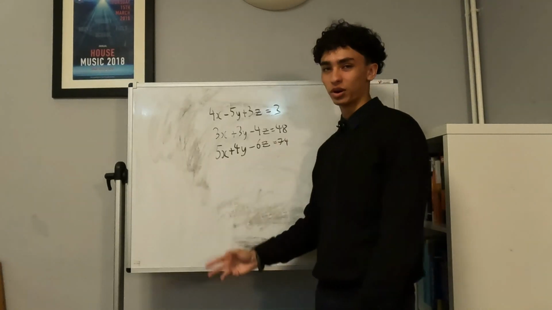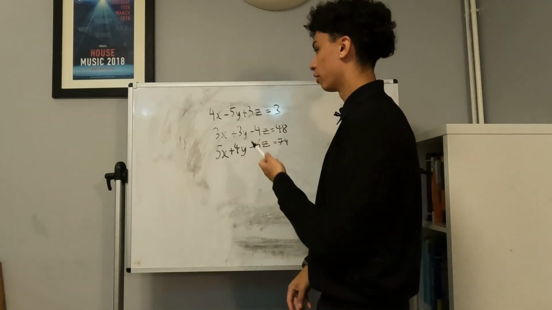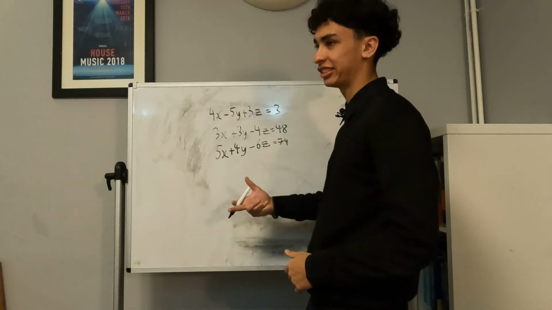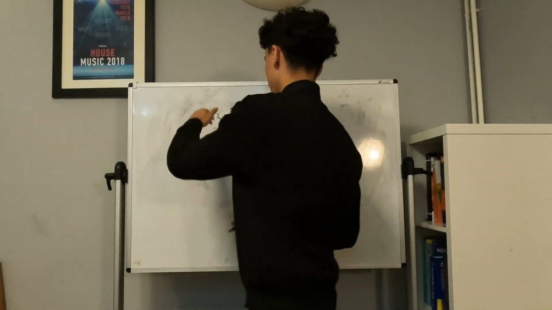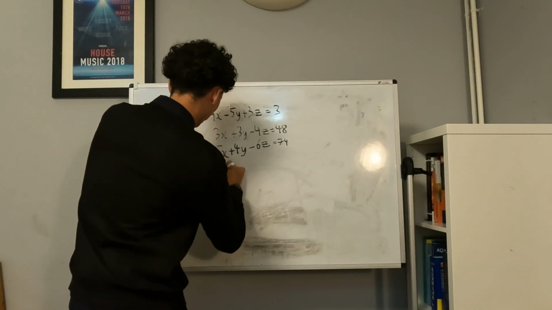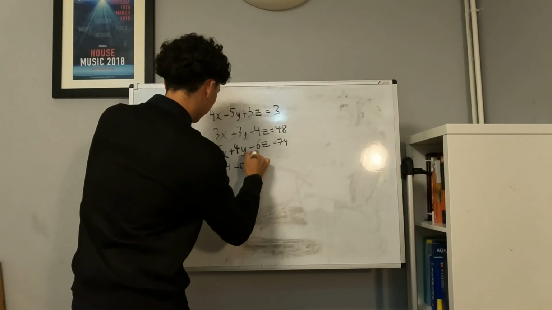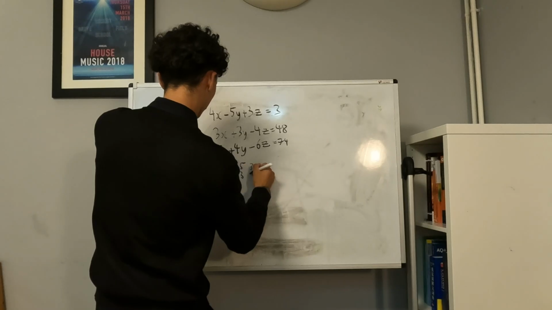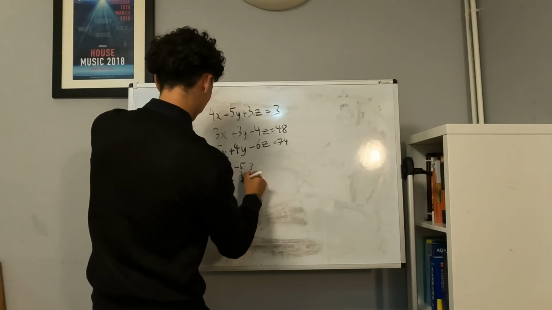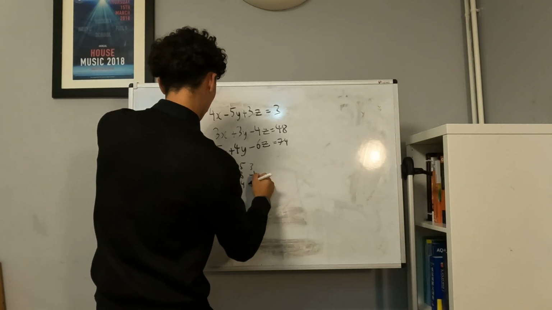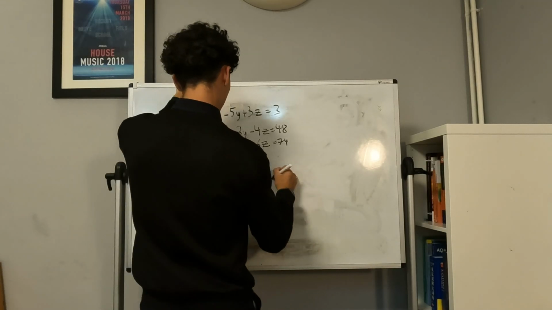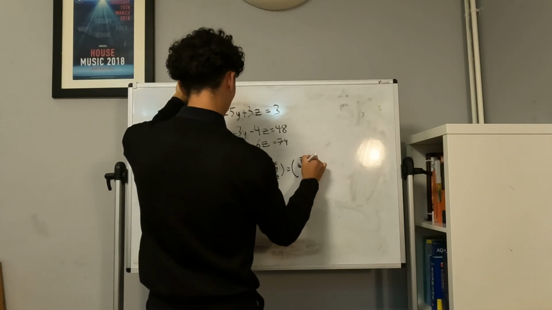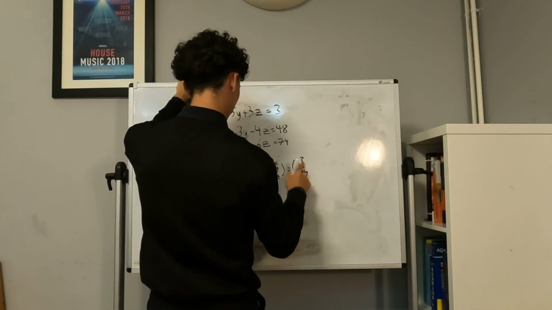Okay guys, so we have an example question here. We have three equations with three unknown variables. Now again, what we can do is transform this into a matrix equation. So we have down here 4, minus 5, 3, 3 by 3 matrix. And then 3, 3, minus 4, 5, 4, minus 6. X, Y, Z is equal to 3, 48, 74.